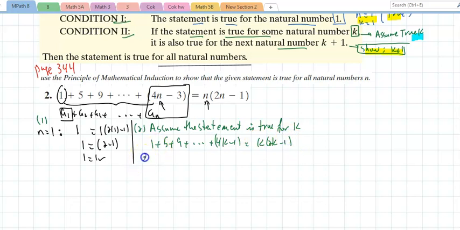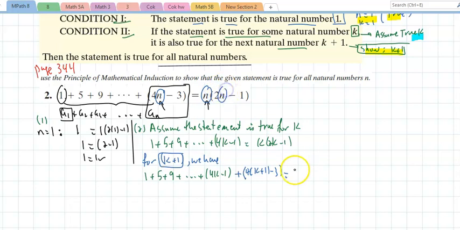Your goal is to say for K plus 1. We have, for K plus 1, you have 1 plus 5 plus 9 plus 4K minus 1 plus, how do you find the K plus 1 term? Plug in K plus 1 right there. That's how you find any term. 4 into k plus 1 minus 3 equal, and k plus 1 right there.